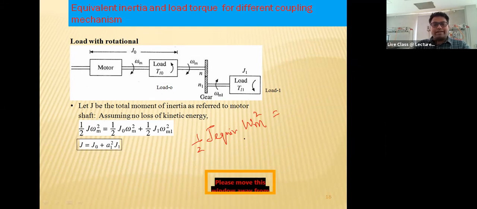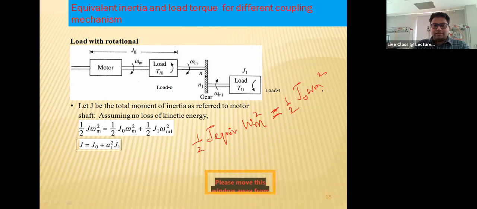Because that's what we are designing, right? If you are studying electric drives, we are trying to design the motor. We are trying to make an approximation for the motor rating required. So that's why we will refer everything to the motor side. So that's simple sense. So half J equivalent omega m square is equal to what? Half J naught omega m square.